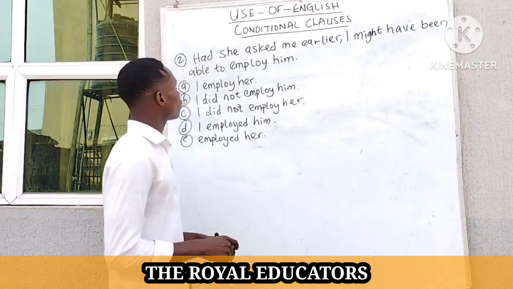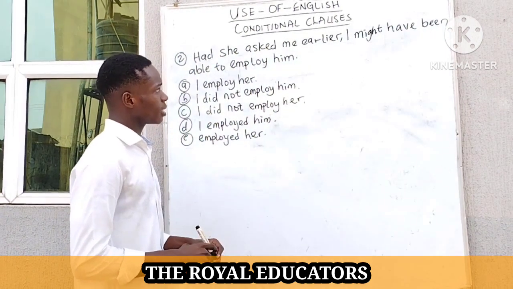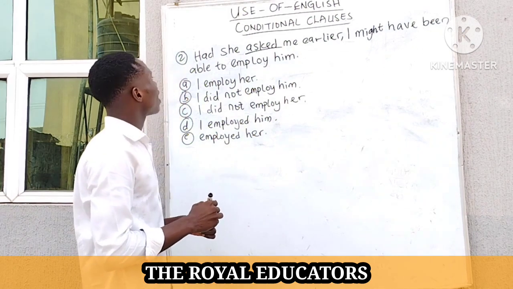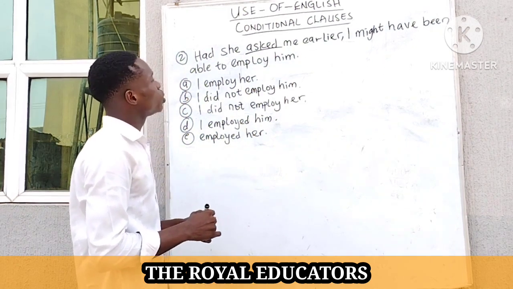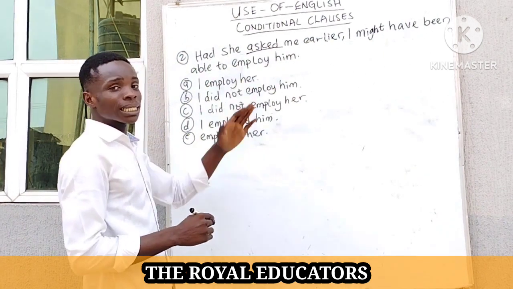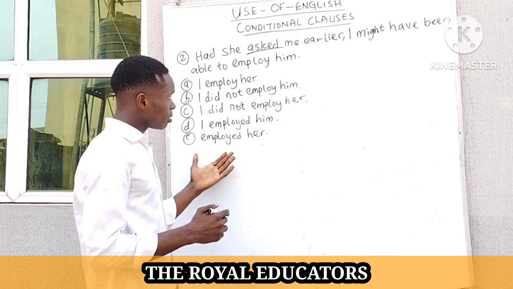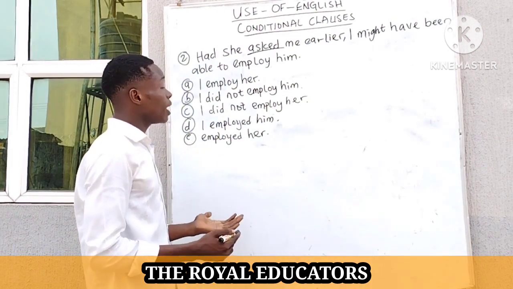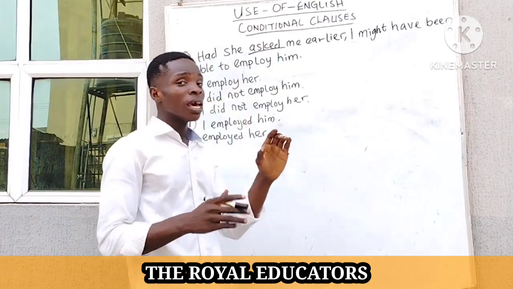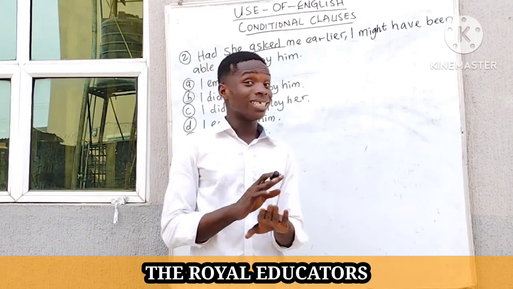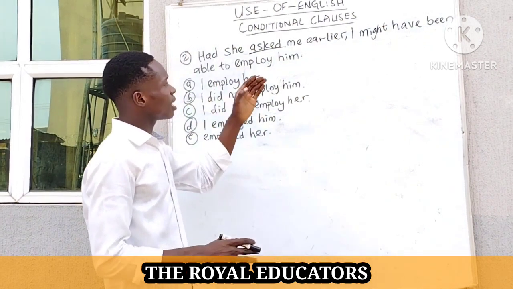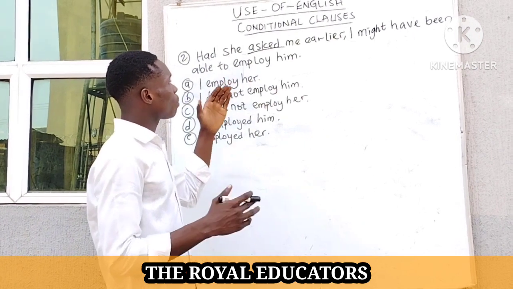Now, looking at the question we have, had she asked me earlier, I might have been able to employ her. Now, it's clear that in the two clauses we have past tense. Had she asked me earlier, I might have been able to employ him. Now, we discover that since it has past tense in the two, the condition is not real, or should I say did not happen, which means she didn't employ him.